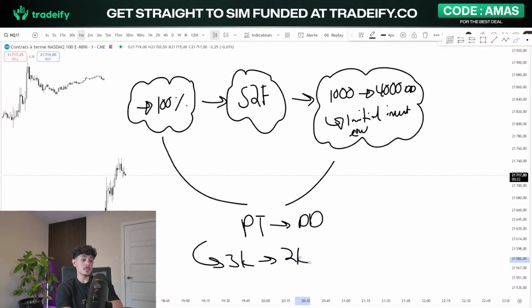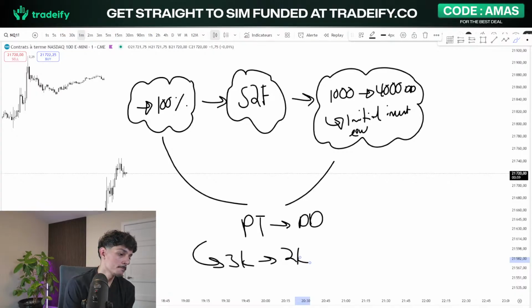Let's say if you want me to be honest, let's say you're using a firm like Top Step. For you to get paid out 2K on an account, you would need a 4K profit target. You need to put your account up from $0 to $4,000 to get a 2K payout, which is, in my opinion, insane.